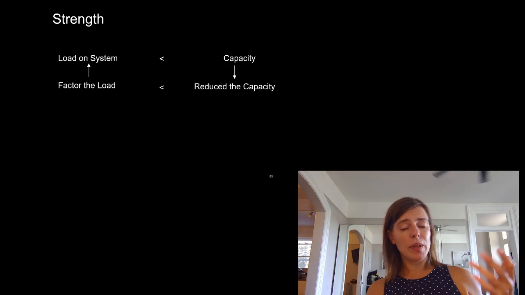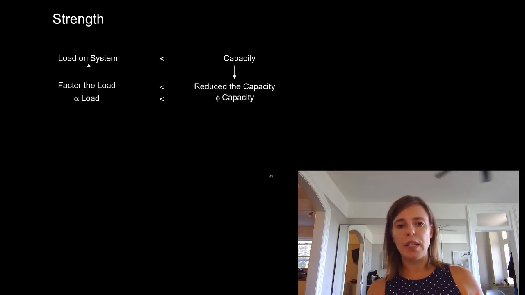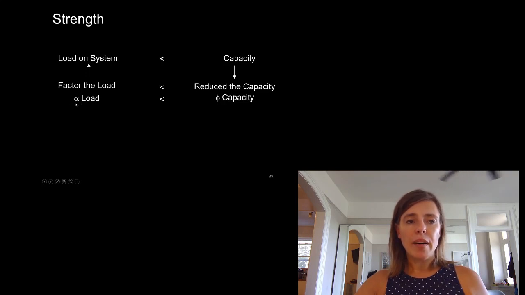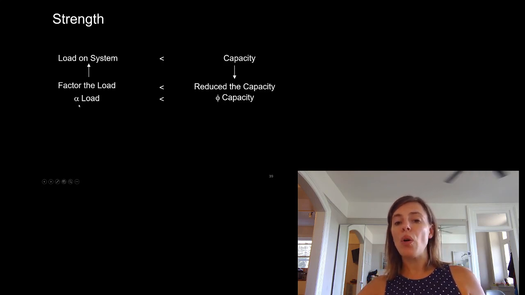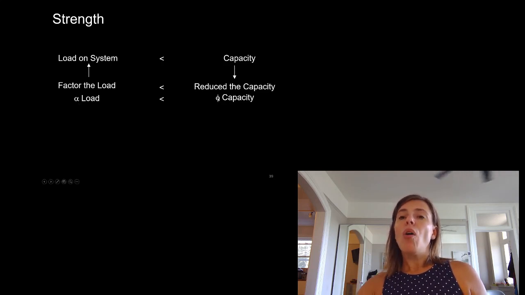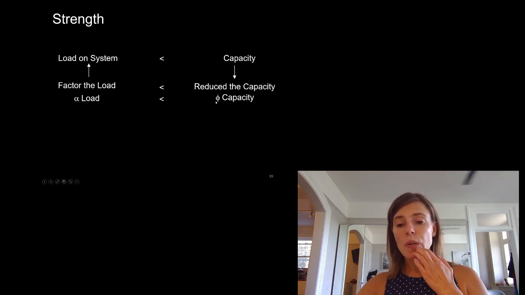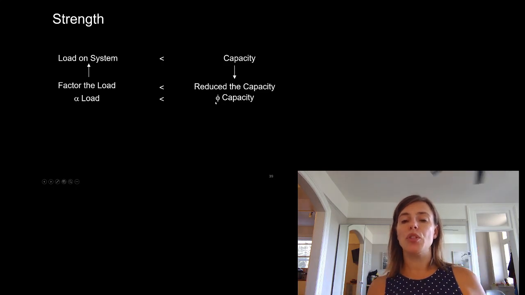Because we're engineers, we like to give symbols to absolutely everything. If you see this symbol here, it often means it's talking about a load factor, or the amount we factor up a particular load. And this value alpha would be different for different types of load. Over here, we have a reduction factor for the capacity. So if you see this symbol, we're talking about how much we're going to reduce the capacity of that material.